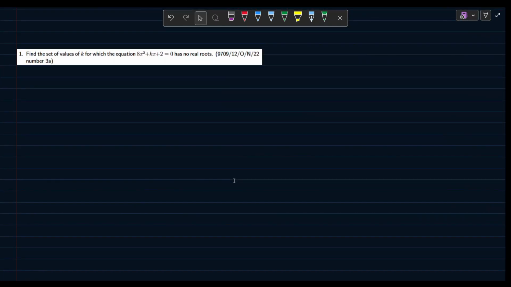So let's start with this one. Find the set of values of k for which the equation 8x squared plus kx plus 2 is equal to 0 has no real roots. Okay, so we've been told that our equation has no real roots. So what does that mean in terms of the discriminant? It means b squared minus 4ac is less than 0. Okay, because we say this is the condition in which we have no real roots.